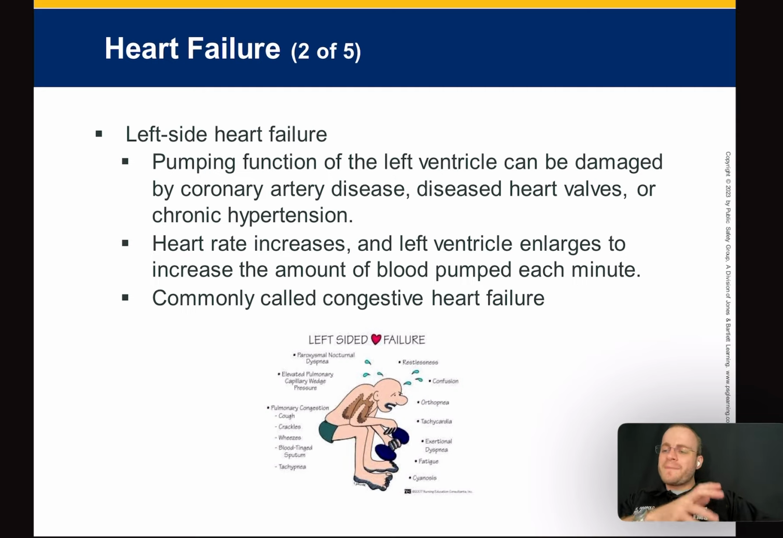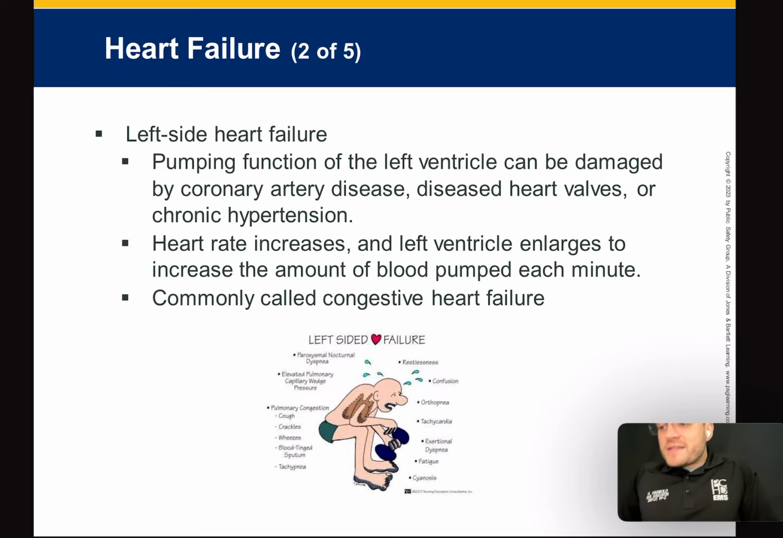And so what happens is that the heart, like the pump, fails, okay? And so you'll get this heart rate increase and the left ventricle enlarges to increase the amount of blood pumped each minute. You're trying to increase stroke volume and cardiac output, okay? And when this happens, this will lead to congestive heart failure. And this is the most common cause of full-blown heart failure, and especially right-sided heart failure.